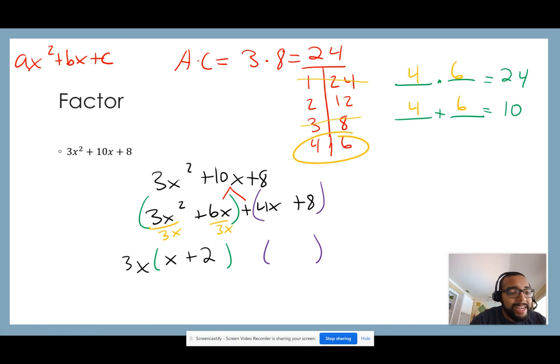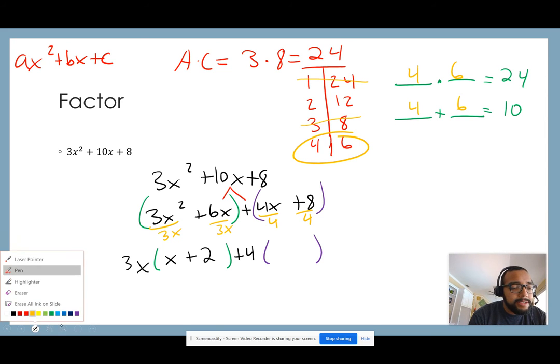4x and 8, I need to take out my greatest common factor. So numbers that go into 4 and go into 8, 1 goes into 4 and 8, 2 goes into 4 and 8, 4 goes into 4 and 8. So the greatest of those three numbers would be 4. Okay, ask yourself, can I also take out an x from my set of purple parentheses? I can't. Nope. The 4x has an x with it, but my 8 doesn't. Shame, shame. But it's totally fine because I could just divide by that greatest common factor.